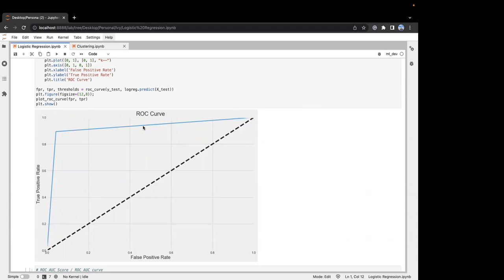Are we clear, everyone? Yes, sir. Any questions on this? Otherwise, we'll move to clustering.